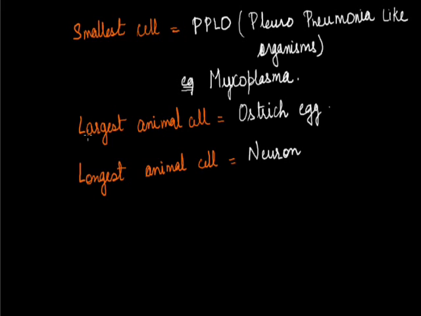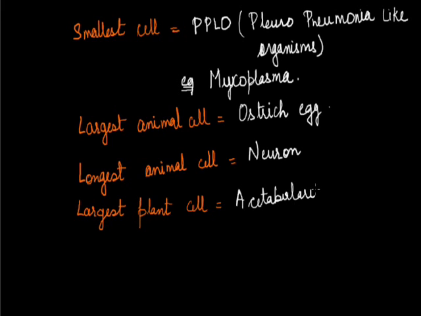After the animal cells, the examples of the largest and longest plant cell: firstly the largest plant cell, and the example is the acetabularia, which is an alga. Longest plant cell, and in this category the example is the phloem fibers.